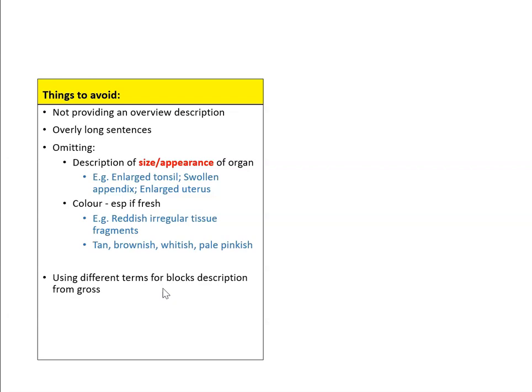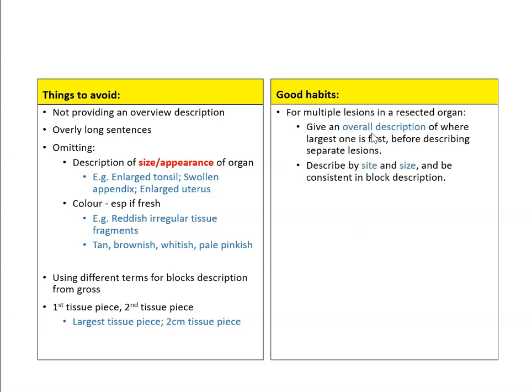For example, if you describe a nodule as yellowish in the gross description, don't then use pale for the block's description. And try to also avoid using first, second, or third tissue piece because naturally when we receive tissue pieces, there is no order to them. Instead, you can use more descriptive, specific terms such as largest tissue piece or 2 centimeter or rounded tissue piece, etc. And some good habits.